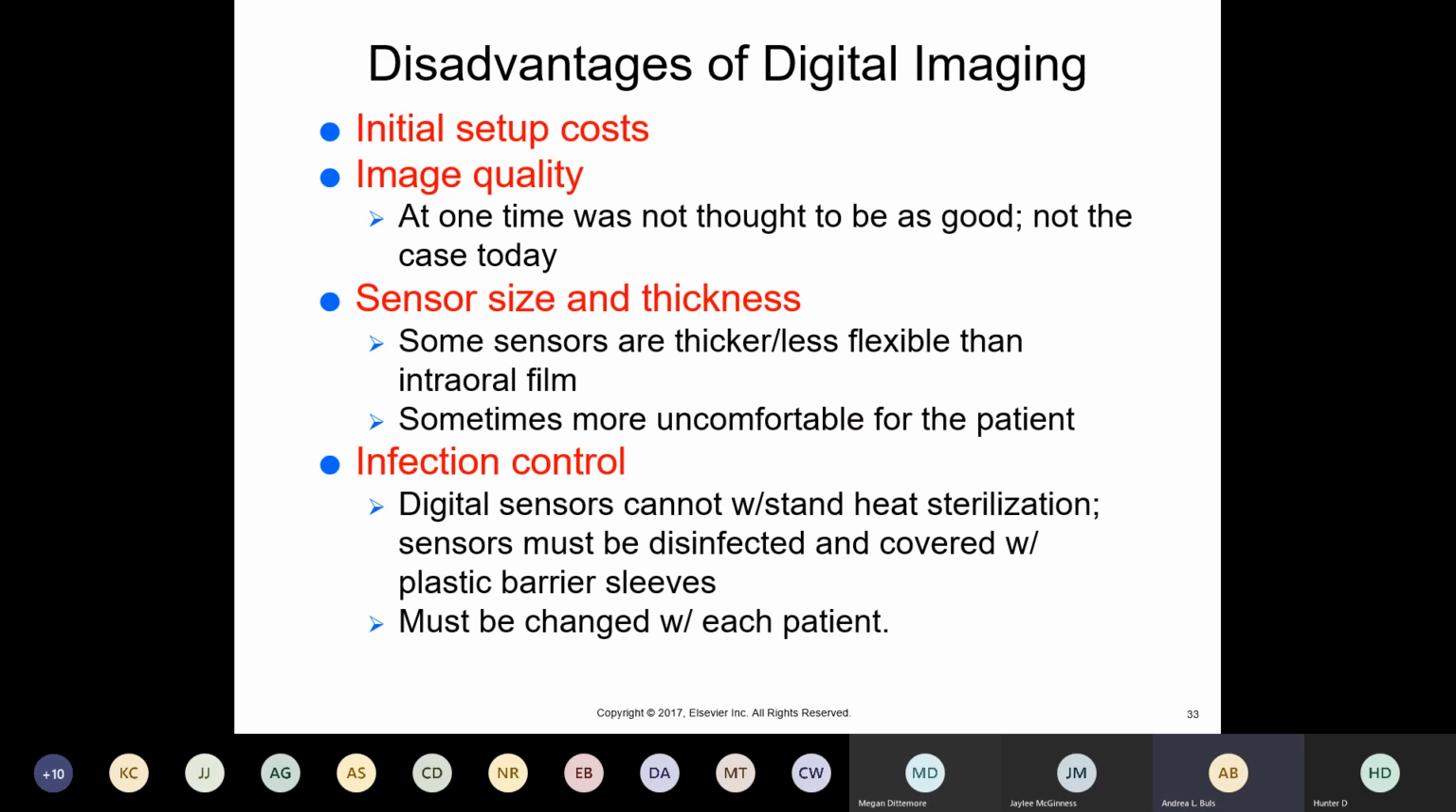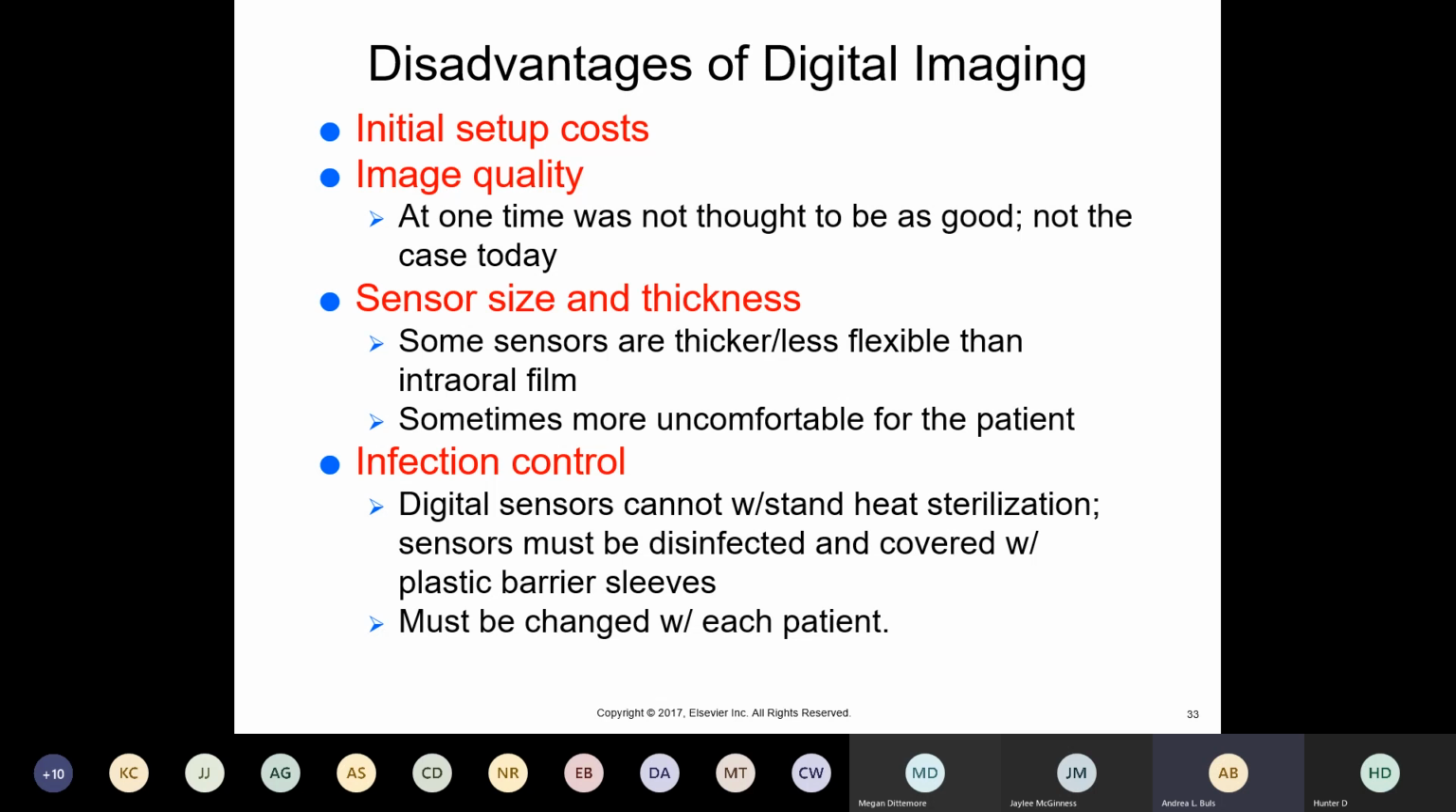The disadvantages are the initial setup cost. Image quality at one time was thought not to be as good, but that's not the case anymore because the image quality in today's digital is far better. It's really, really good. The sensor size and thickness: a lot of people claimed that because the sensor is not flexible at all, it was sometimes more uncomfortable for the patient. I have not found that.